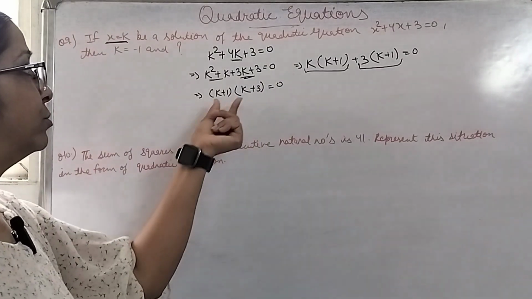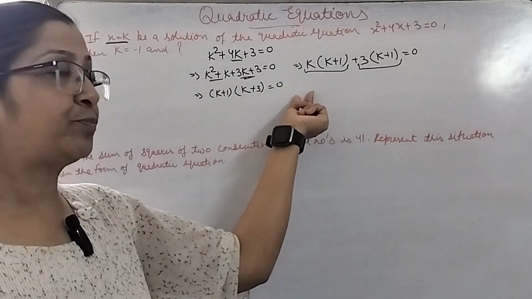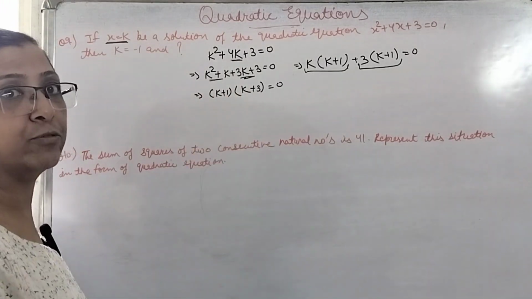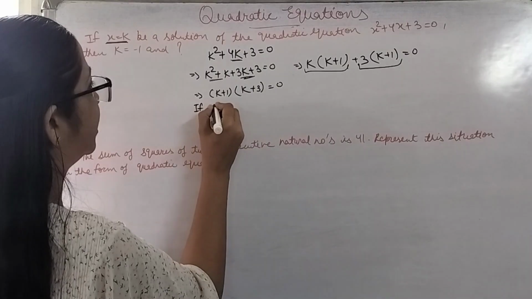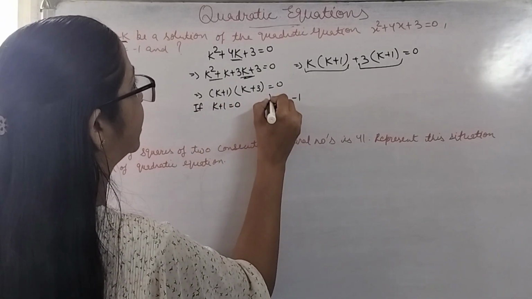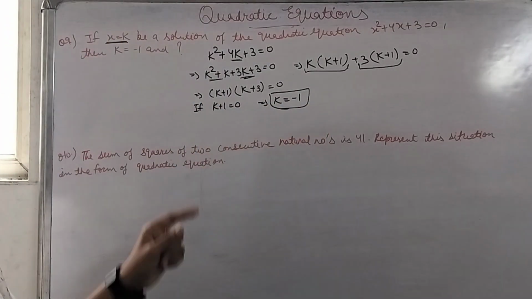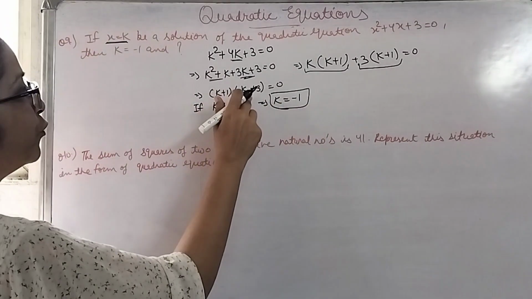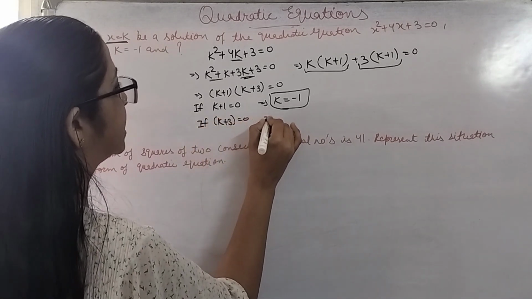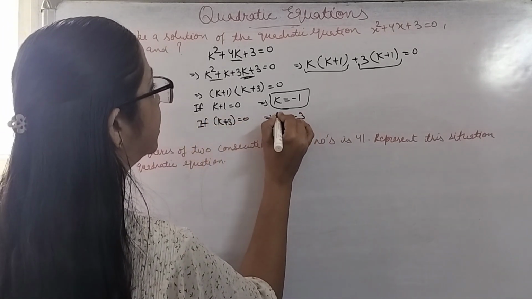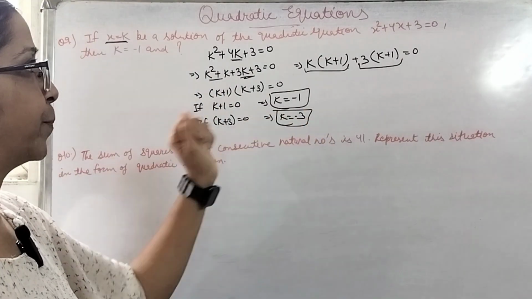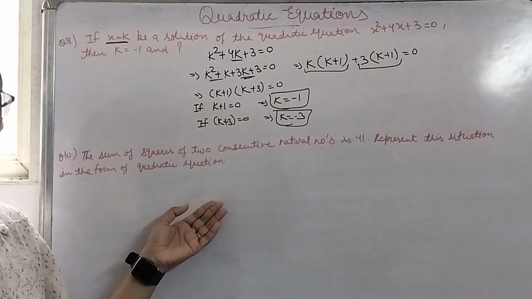Now the product of the two terms is equal to 0. How is this possible? Either this is 0 or this is 0. If I take the first condition, k plus 1 is 0, in that case the value of k is minus 1. It is already given to us that one value of k is minus 1. Now from the second bracket, if k plus 3 is 0, then k is minus 3. So the other value of k is minus 3. This is the answer.